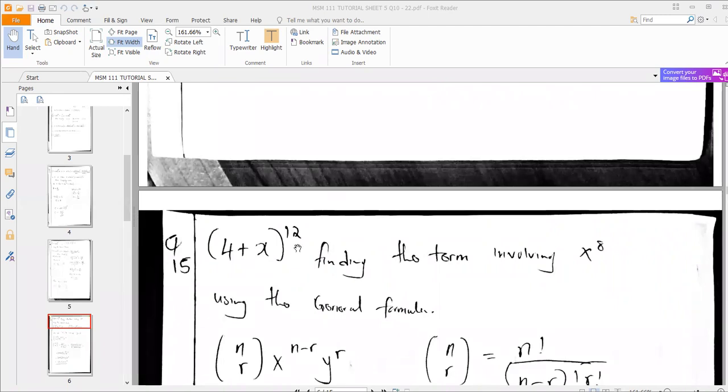Question 15. Question 15, we've been told to find the term involving x to the power 8 in our expansion.